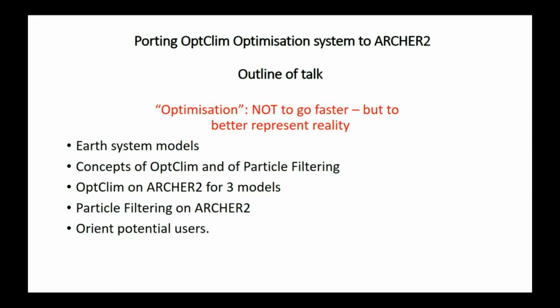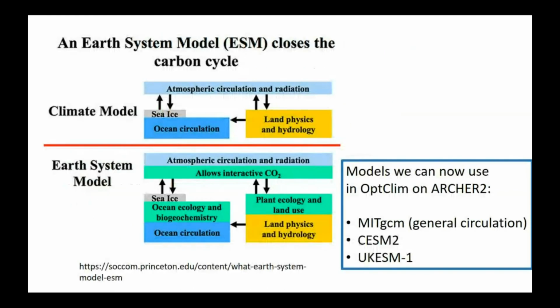So, a quick look at different kinds of Earth system models. Above the red line shows typical components of a climate model. And below the red line shows that an Earth system model is basically a climate model with a full carbon cycle.